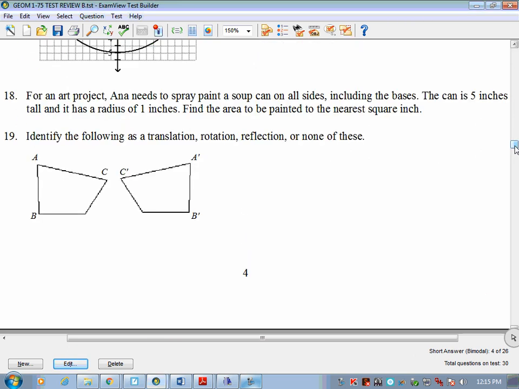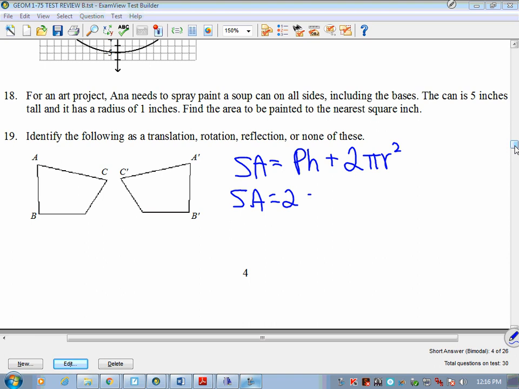For an art project, Anna needs to spray paint a can of soup. So what we're looking for here is the surface area of a cylinder. That's going to be perimeter times height plus 2 pi r squared. Perimeter times height gives me the lateral area. The 2 pi r squared gives me the area of both bases added together. So, in fact, perimeter is 2 pi r, so it's 2 pi r h plus 2 pi r squared. That's the full surface area of the cylinder.